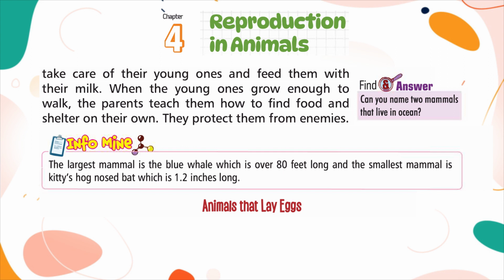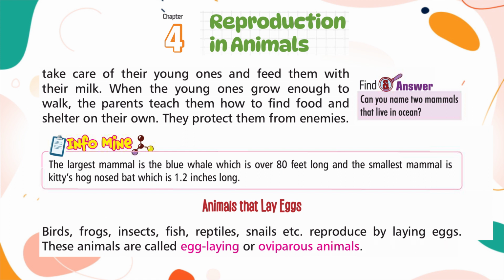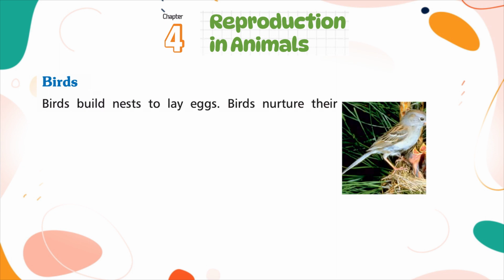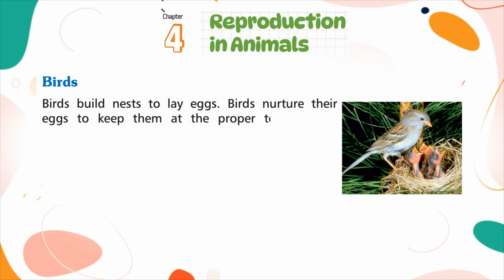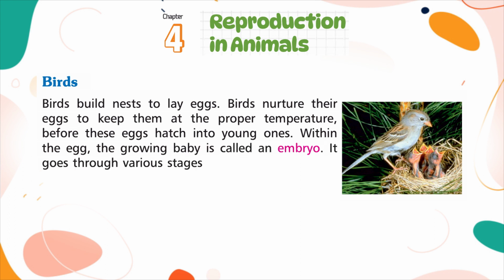Animals that lay eggs. Birds, frogs, insects, fish, reptiles, snails, etc. reproduce by laying eggs. These animals are called egg-laying or oviparous animals. Birds. Birds build nests to lay eggs. Birds nurture their eggs to keep them at the proper temperature before these eggs hatch into young ones. Within the egg, the growing baby is called an embryo. It goes through various stages of development before it comes out of the egg.